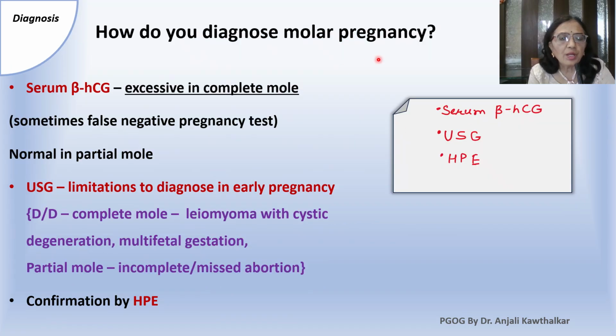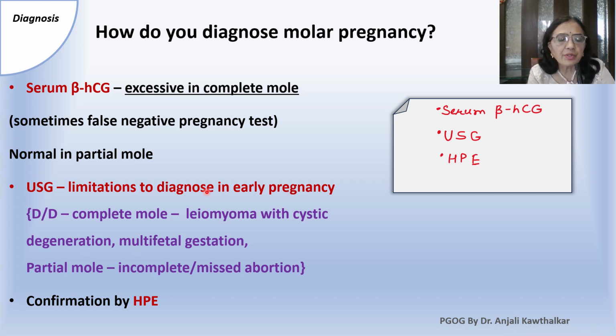How do you diagnose molar pregnancy? The first is by measuring the serum beta hCG. It is excessive in complete mole, and rarely you get a false negative pregnancy test with an excess of beta hCG. That we have to keep in mind. Usually the serum beta hCG is normal in partial mole. Ultrasonography helps in diagnosis, but it has limitations in early pregnancy.